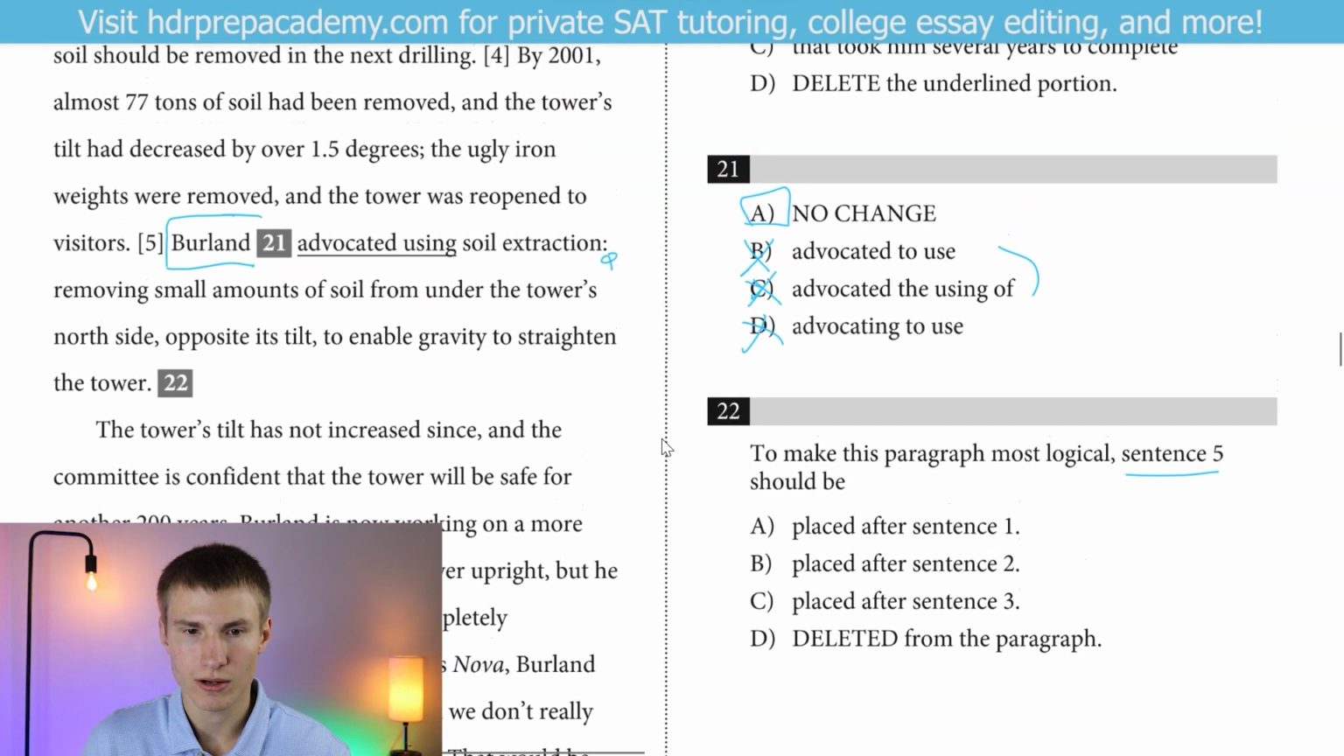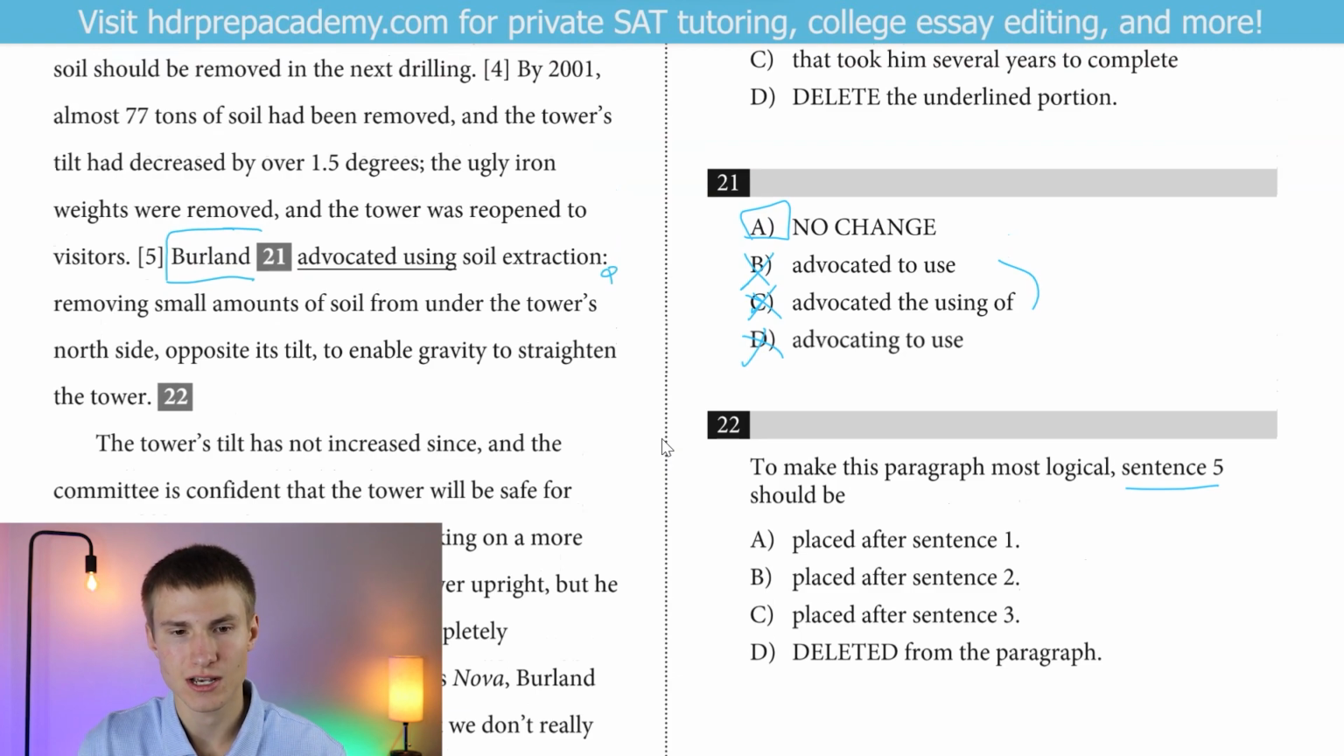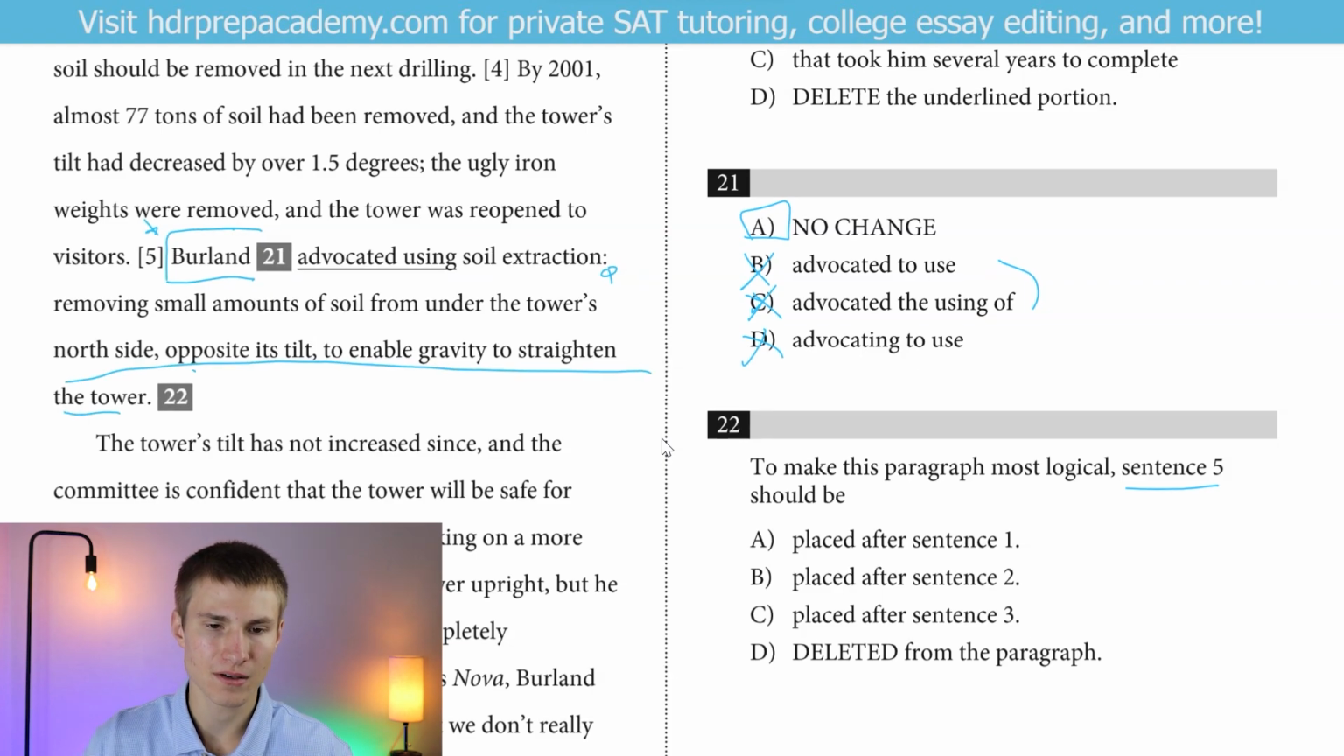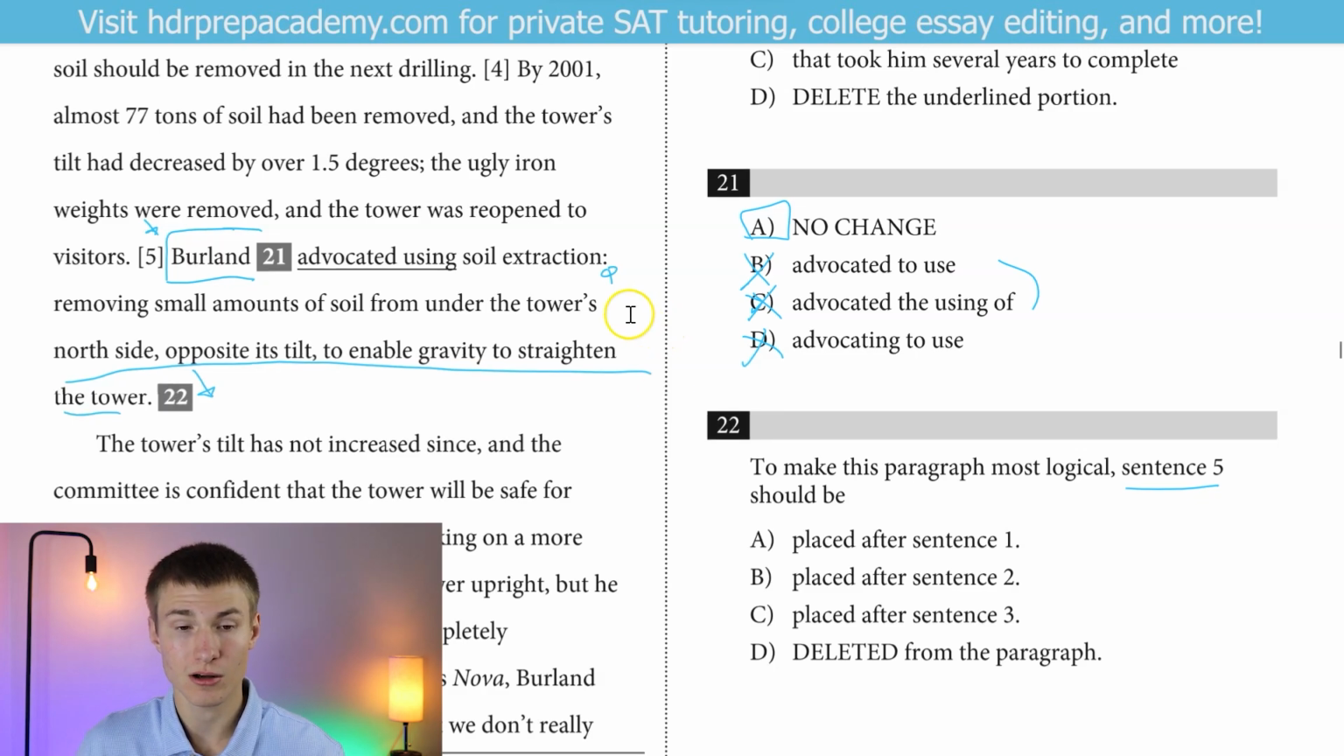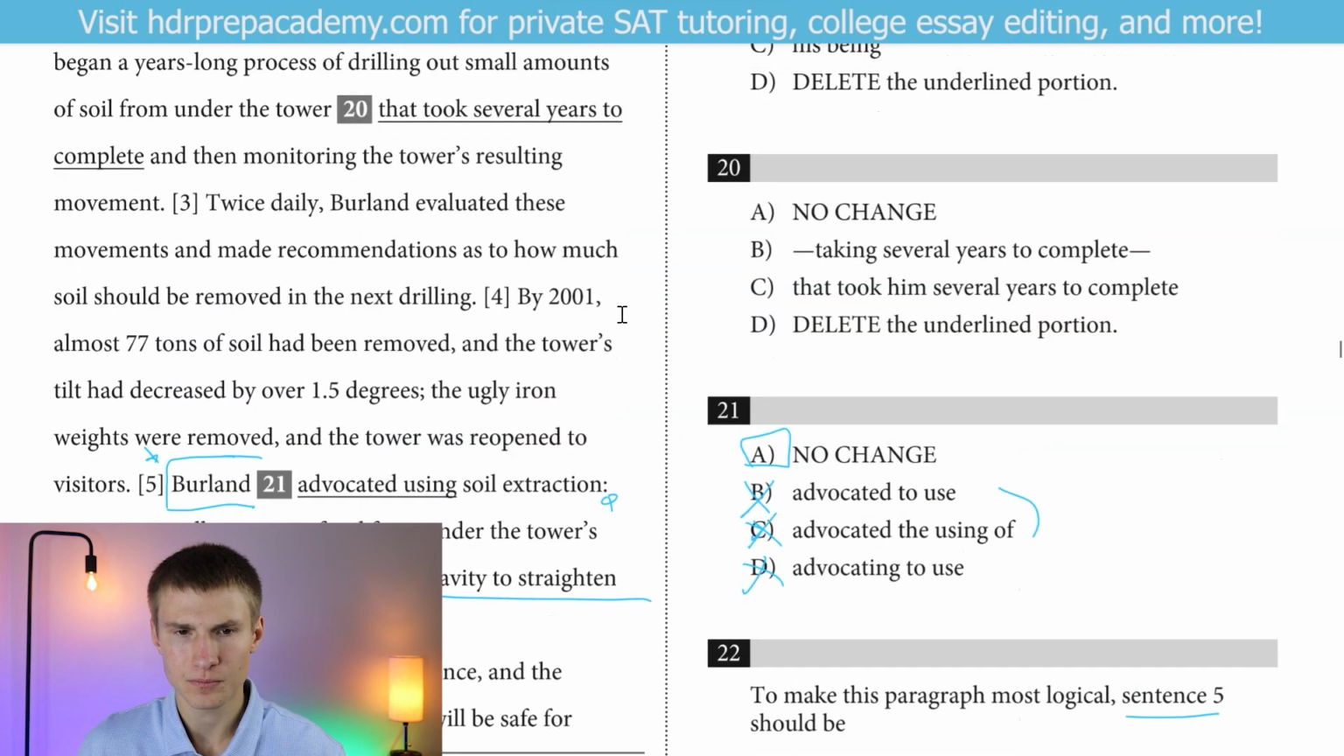All right, and then going back and focusing in on sentence 5 here. So we have Berland advocated using soil extraction. Like I said, I need to have some discussion of Berland before this sentence. And then we have removing small amounts of soil from the tower's north side opposite its tilt to enable gravity to straighten the tower. So we see a description of some sort of potential solution. We could maybe have some sort of elaboration on that in the sentences that follow. All right, so let's go ahead and read through.